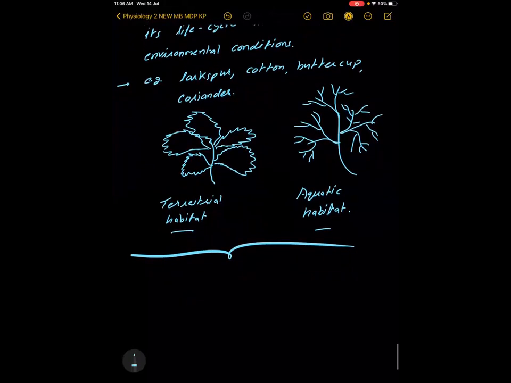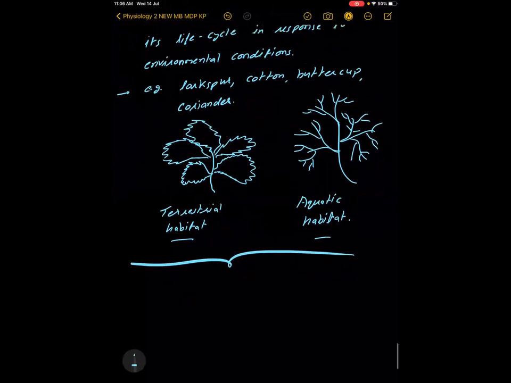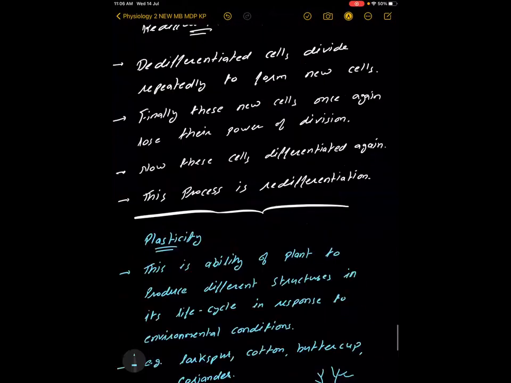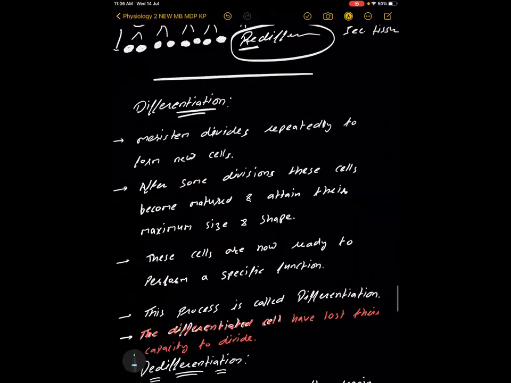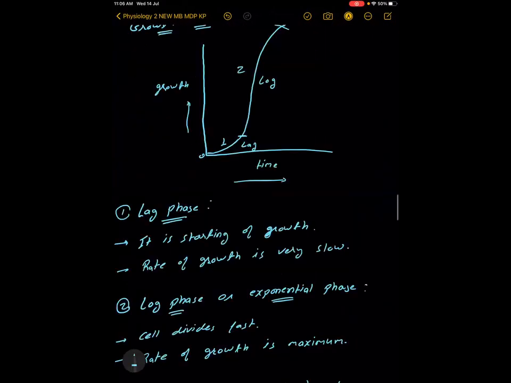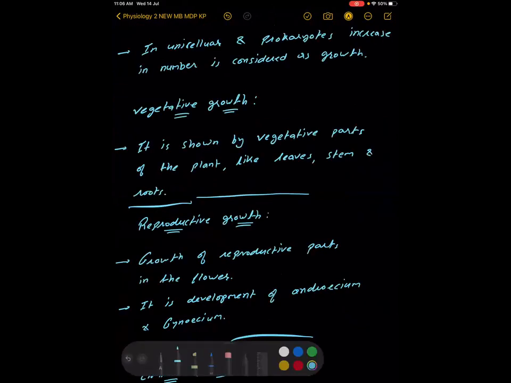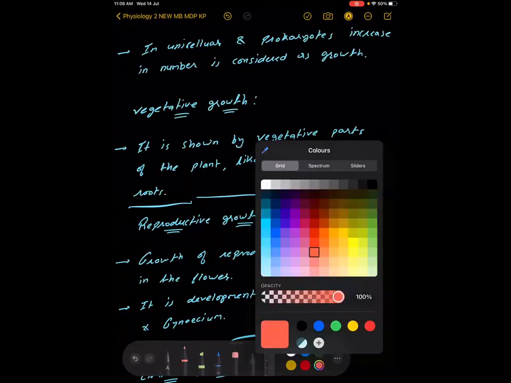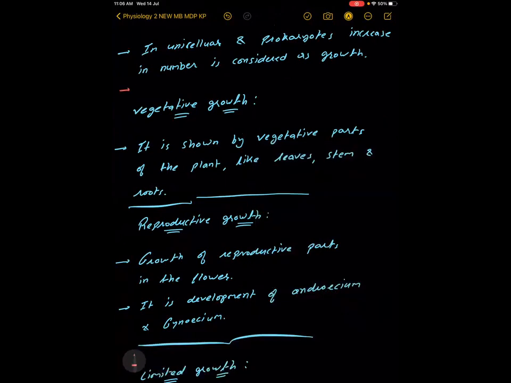Okay, one more point I missed here. It should be in the introduction. Growth measurement, measurement of growth.